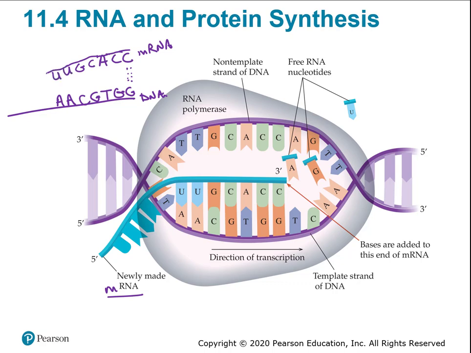Linking them together. Next one's a T, it would be an A. The U kind of marks that RNA as being RNA, not DNA. So this is what the enzyme does. It just goes along down. It uses one of the strands of DNA to synthesize a complementary strand of RNA.